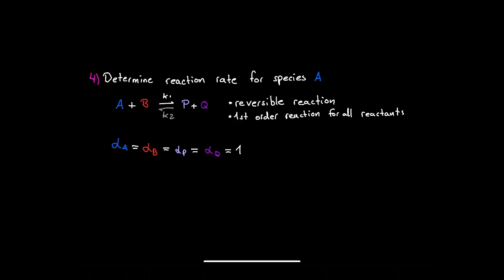Like I said before, the reaction will take place from left to right and right to left. So the reaction rate of the species A is going to be equal to the reaction rate which takes place from left to right, which we'll name RA1, plus the reaction rate which takes place from right to left, which we'll name RA2.